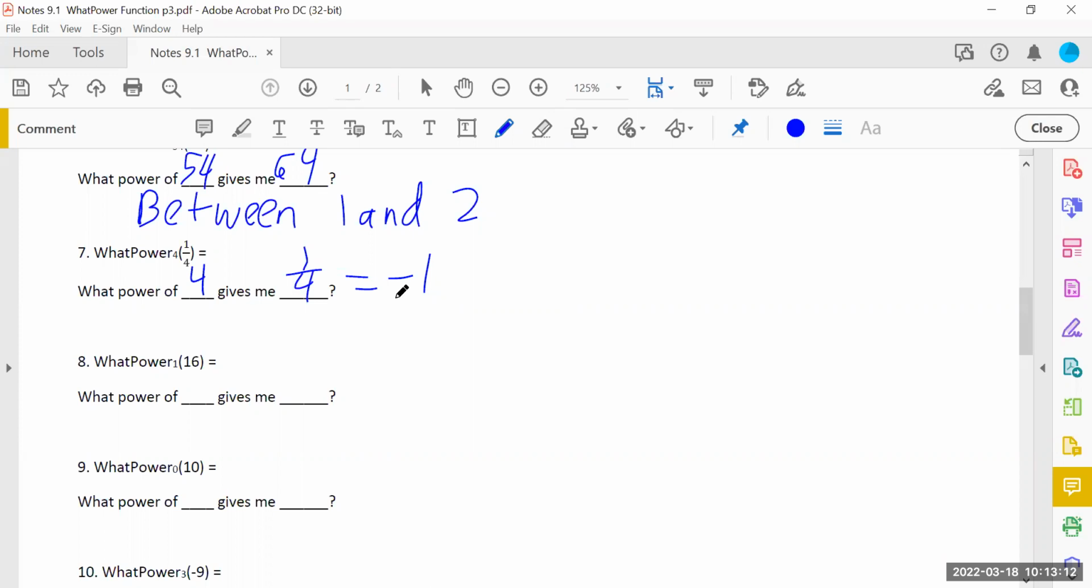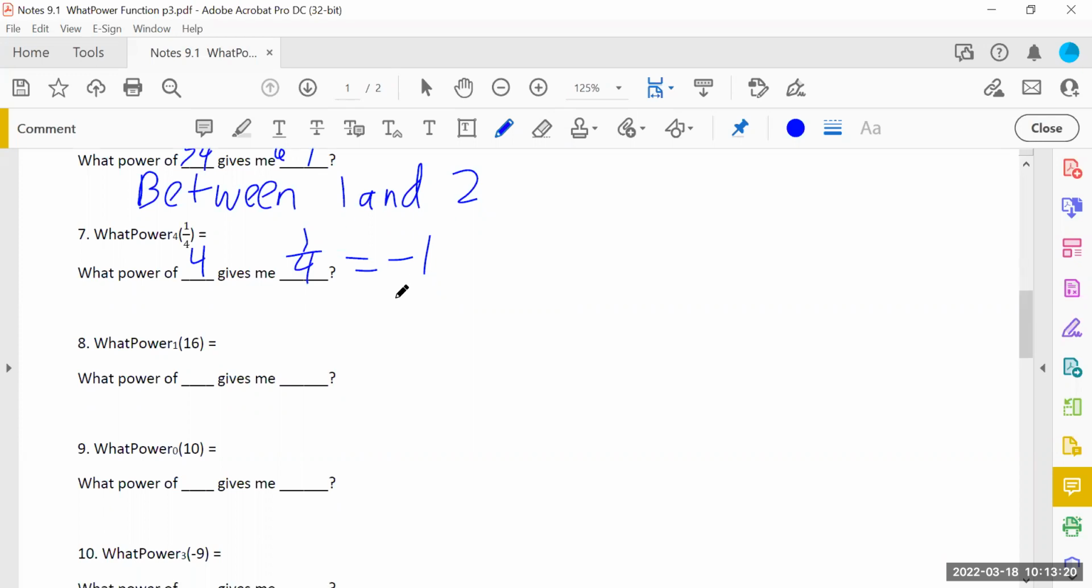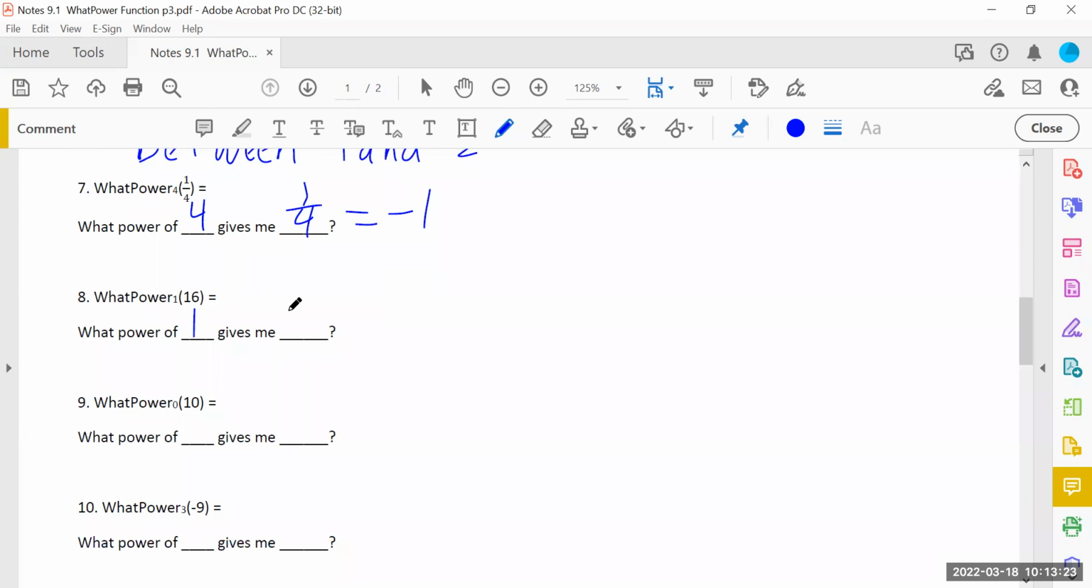Okay, now I'm going to start throwing weird stuff at you. So everybody's full attention. If you work it through, it's not bad, but you got to think about it. What power of 1 gives me 16? Okay, let's try it. What's 1 times 1 times 1 times 1? Am I ever going to get to 16? No, this one's not possible. There's no answer. Not possible, NA, anything like that. No answer.